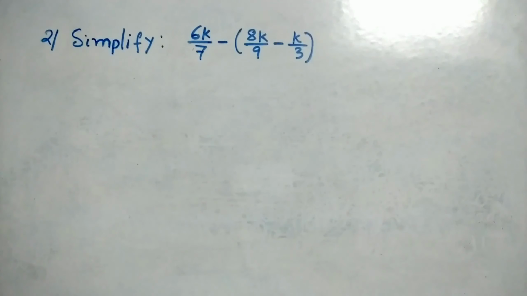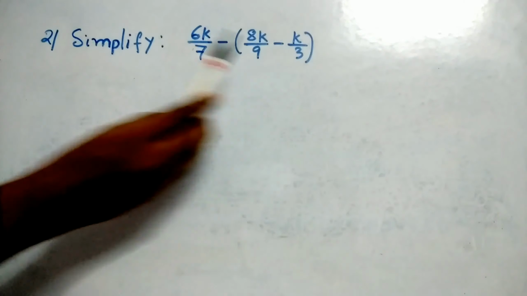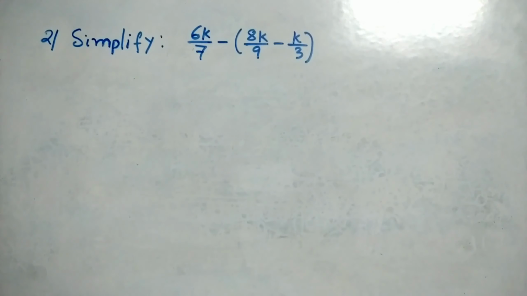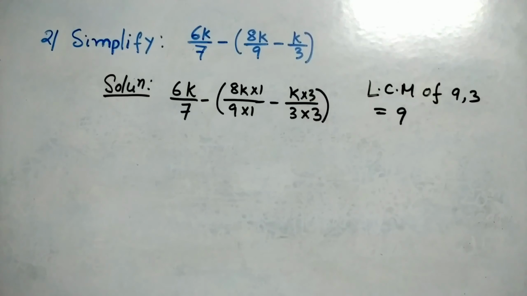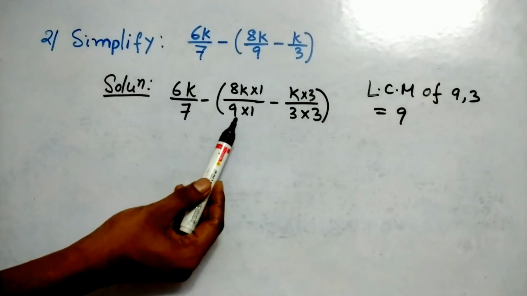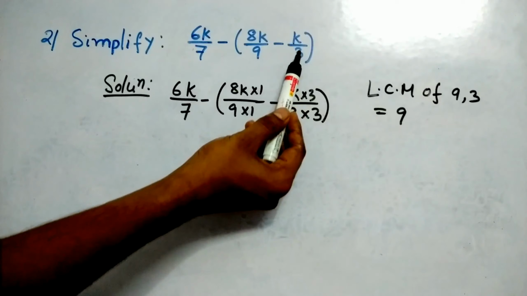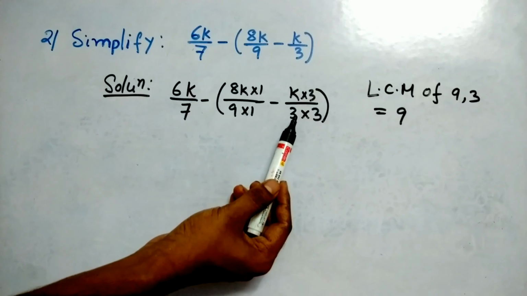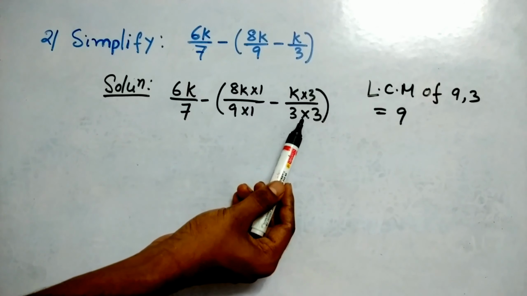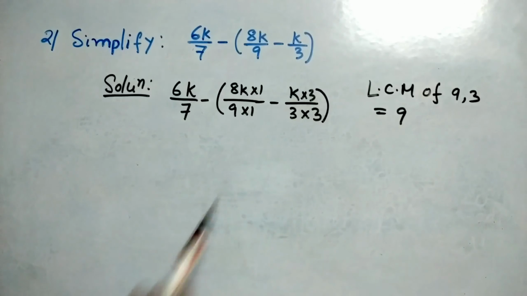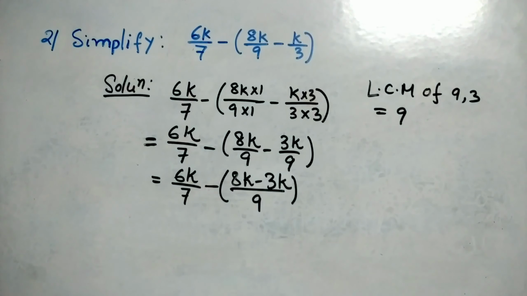Question number 2 says: simplify 6k/7 - (8k/9 - k/3). Here we are going to operate this part first as it is in the bracket. As we know, the LCM of 9 and 3 is 9, because 9 is a multiple of 3, so here there is nothing to change, but here the denominator should be converted into 9, and to do that we are multiplying 3 with both the denominator and the numerator. So on simplifying this we have got this line.